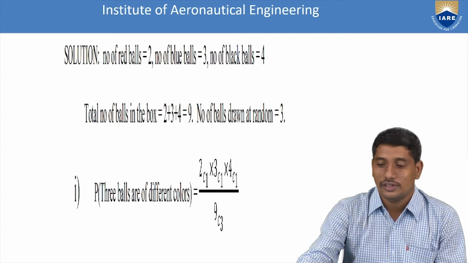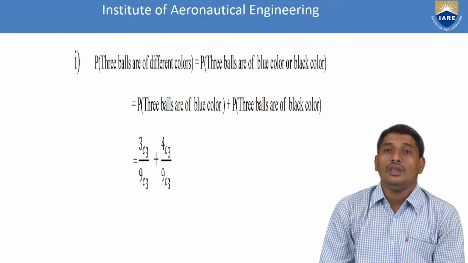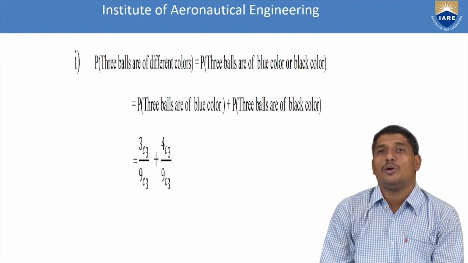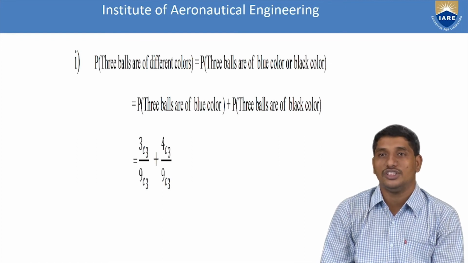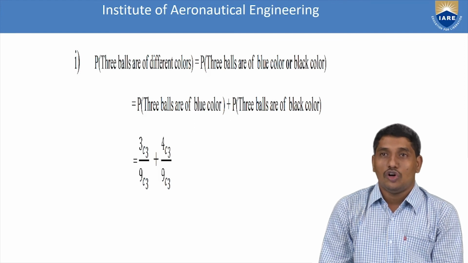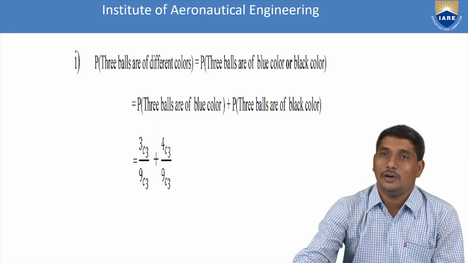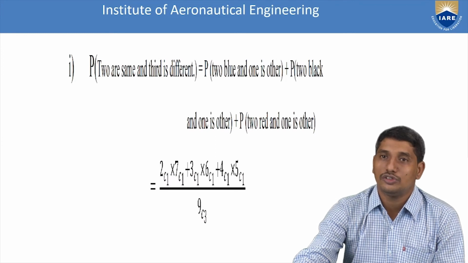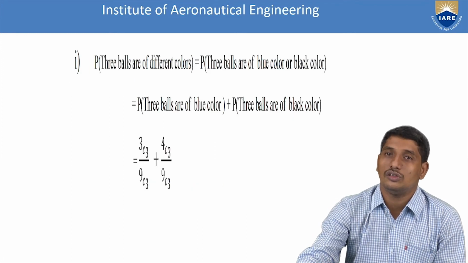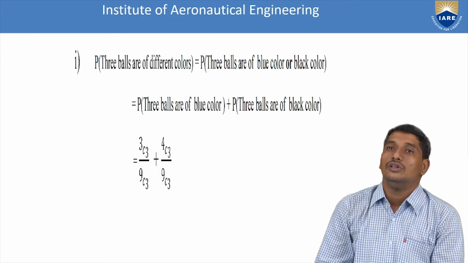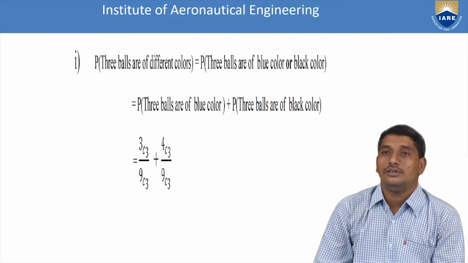Now we go to solve the second bit. In this question, we are asked to find the probability of getting 3 balls of same color. That is all the 3 balls of blue color, or all the 3 balls of red color, or all the 3 balls of black color.